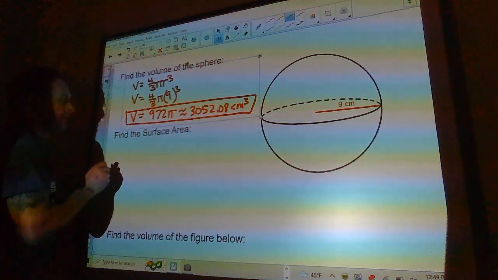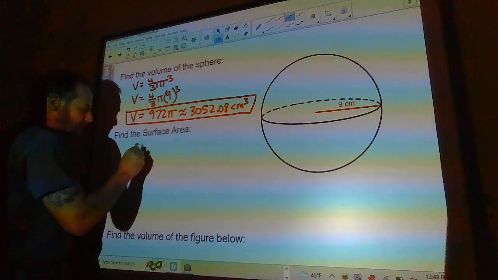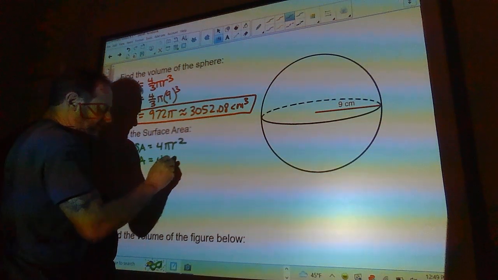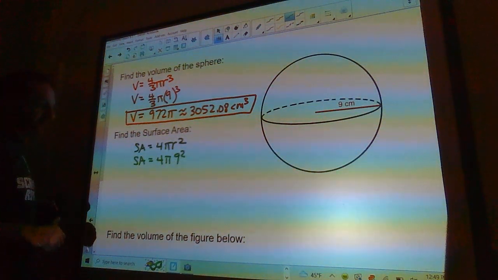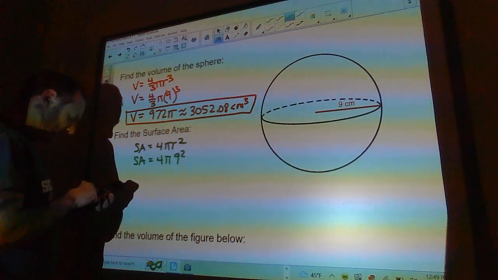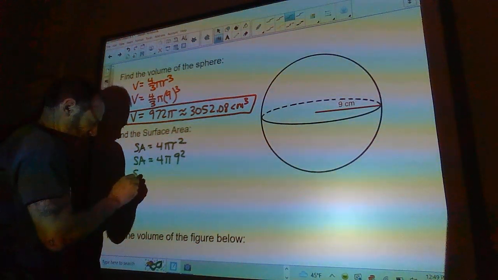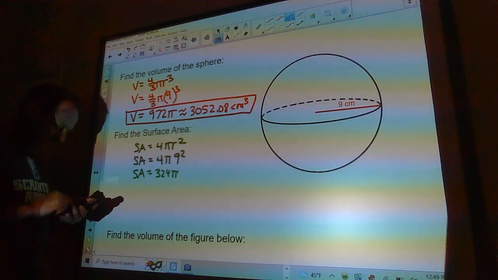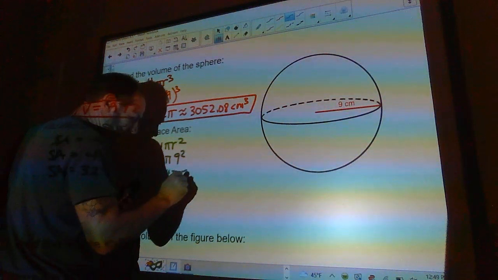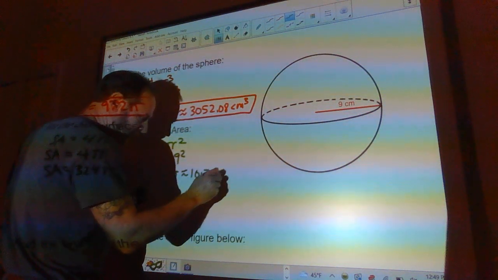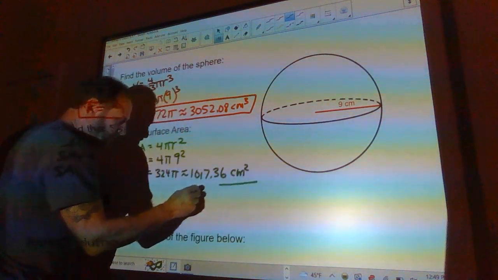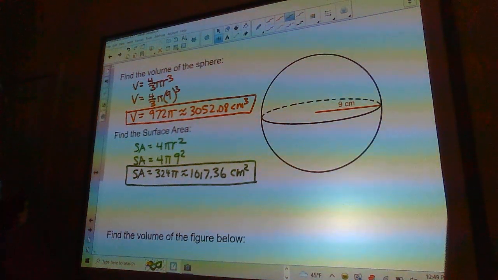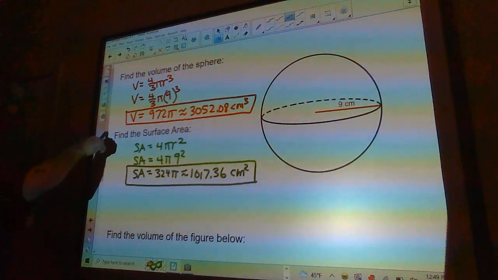Now we're going to find the surface area. So surface area, we said, was 4 pi r squared. Okay, so since r is 9, we get 4 pi times 81. So 4 times 81, that's 324 pi, so times 3.14, that comes out to approximately 1017.36, and that's going to be square centimeters this time. Okay, there you go. So pretty easy to do once you know the formulas.